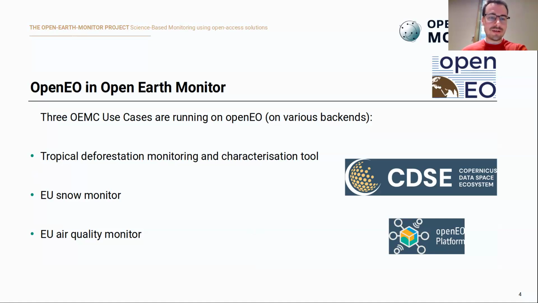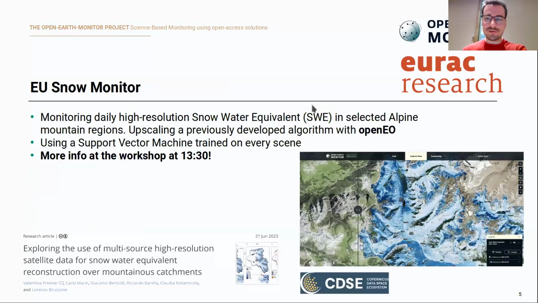So the ones that are already running are the Tropical Deforestation Monitoring and Characterization tool, the EU Snow Monitor, and EU Air Quality Monitor. The first two are running on Copernicus Data Space Ecosystem, and the last one is running on openEO platform. So I will shortly introduce all of these.